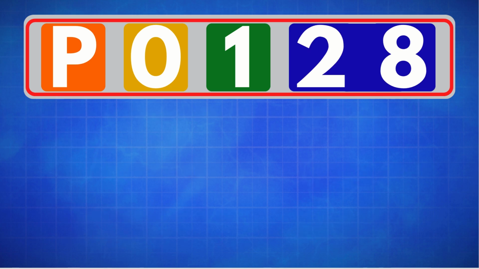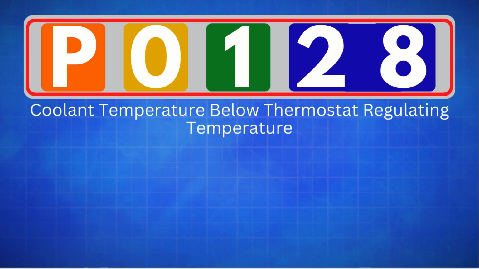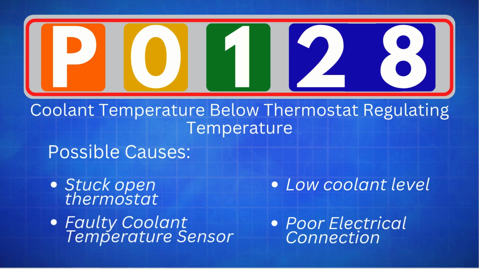Finally, we have P0128, which stands for Coolant Temperature Below Thermostat Regulating Temperature. This code gets triggered when the ECM detects that the engine coolant temperature is below the thermostat's normal operating range. Essentially, the engine is taking too long to warm up, or it's staying too cold for an extended period. Common causes for this code include a stuck open thermostat, which doesn't allow the coolant to warm up properly, a faulty coolant temperature sensor, low coolant levels or air in the cooling system, wiring issues or poor connections to the temperature sensor.